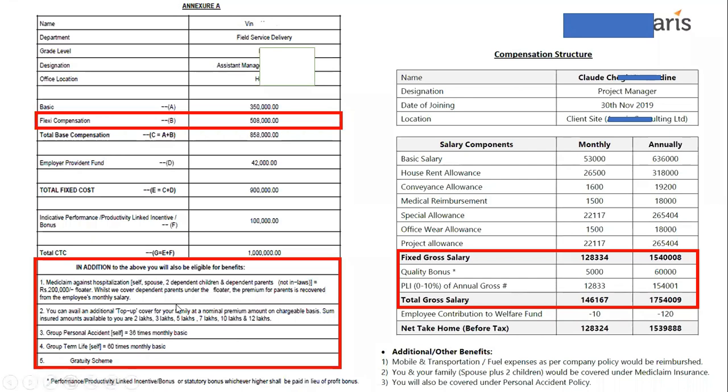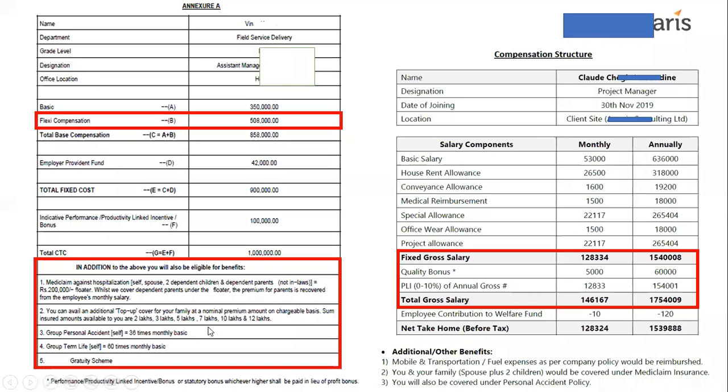So if you notice here in this red box, the company is saying that in addition to the above, you will also be eligible for the benefit. So it means the CTC of this 10 lakh rupees, or whatever he is getting as a CTC of 10 lakh, over and above of this 10 lakh, the employee will also get all these benefits which are mentioned here. These benefits are Mediclaim policy, then they can avail the additional top up for the Mediclaim policy.